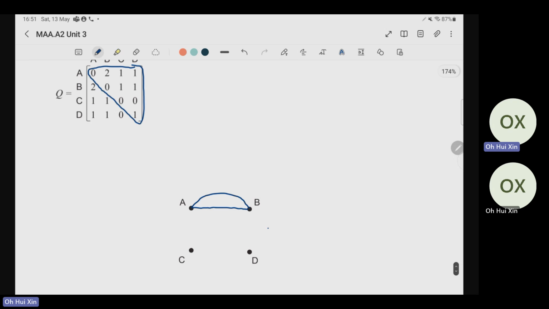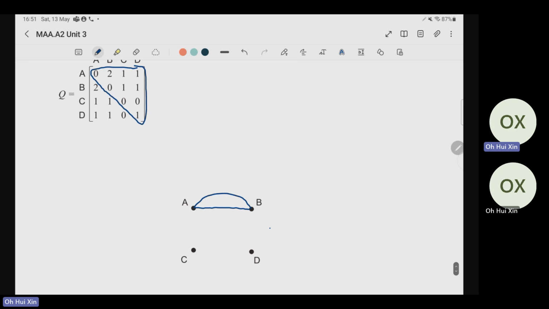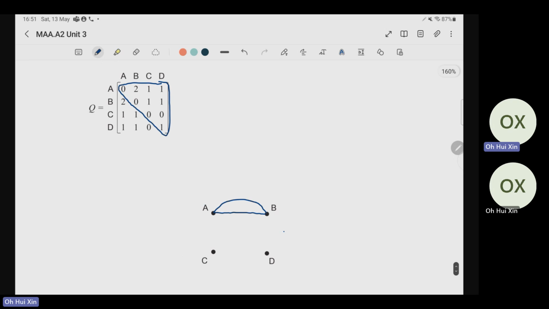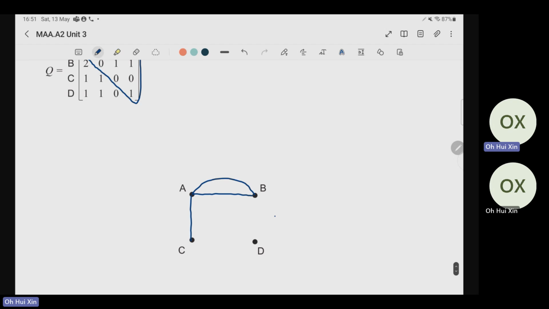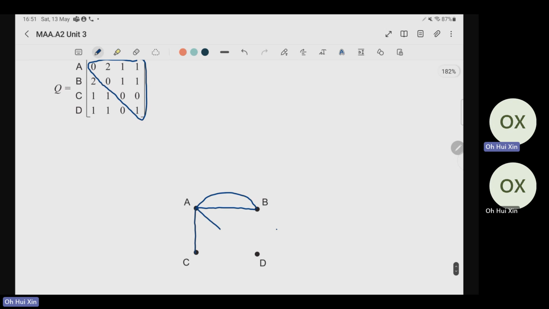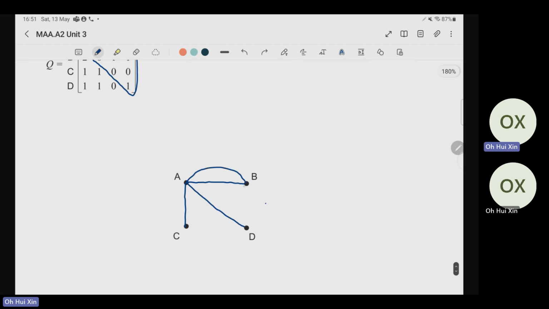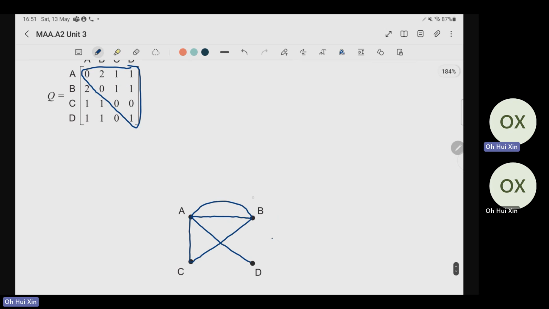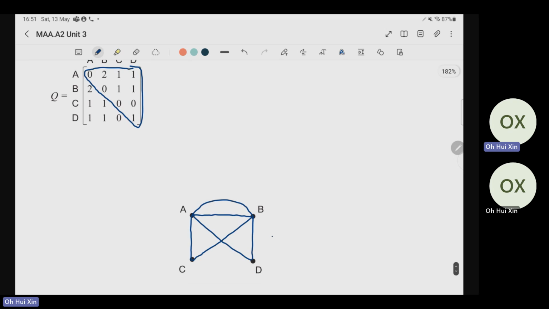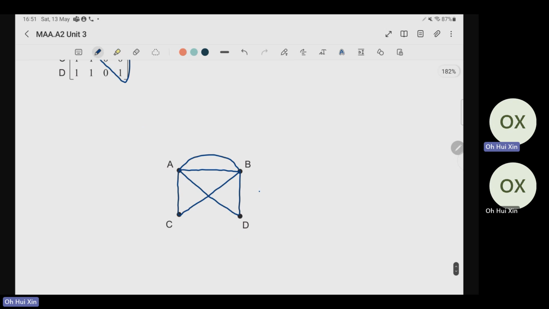Then after that, you should use a ruler for all the straight lines. So A to C, you have 1. A to D, also 1. B to A got 2, and just now you already drew the 2, so remember, don't draw any extra 2 anymore. B to C got 1. B to D, another 1. Then for C, C to A and C to B you have already drawn. Then after that, the last one is D to D. So DD means that you have a loop.